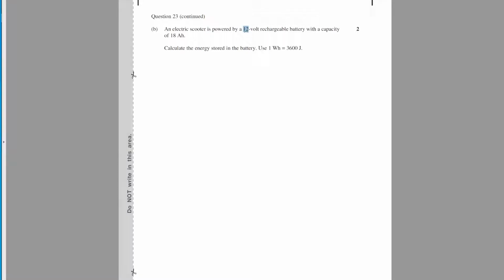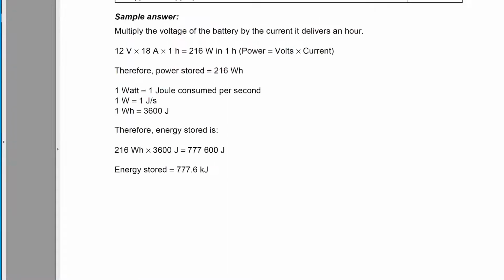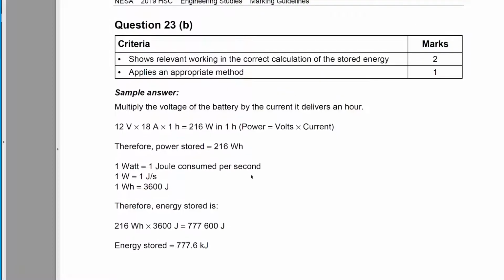P equals IV. So I is 18, V is 12. P is going to be 12 times 18, which I can't do in my head, to 216. We're assuming it's running for 1 hour, which is nice of them. So 216, and then we're just going to convert it. Pretty easy. I said I was going to go back and talk about how hard these questions, relatively speaking, were.